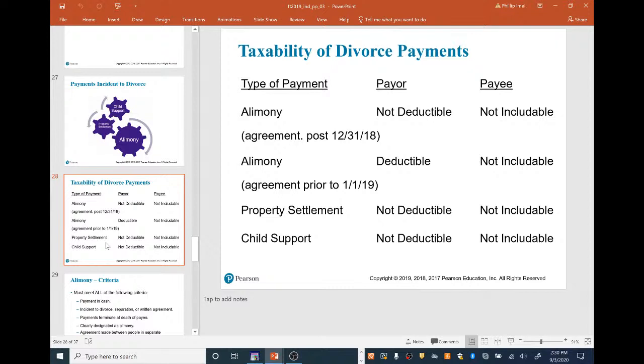Now, for alimony under an agreement prior to 1/1/19, for the payer, it's going to be deductible, and for the payee, the person receiving it, it's not going to be includable. For property settlements, it's not deductible for the payer. The payee, the one receiving it, it's not going to be includable. Next, child support: for the person paying it, it's not deductible, and for the person receiving it, it's not includable.